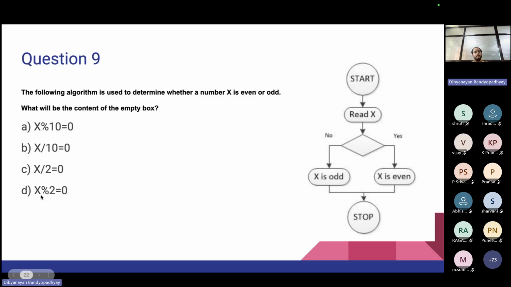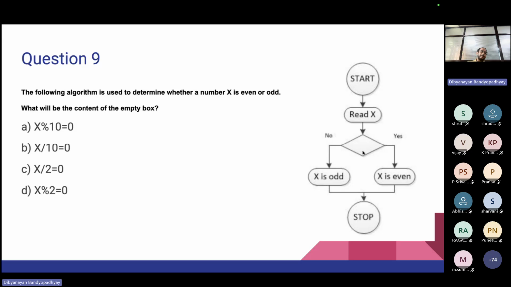So how to define the remainder? Using the modulo. You take the modulo of x with respect to 2. If you get 0, then it is even, or otherwise it is odd. As simple as that. So this is the final answer: x modulo 2 equal to 0.